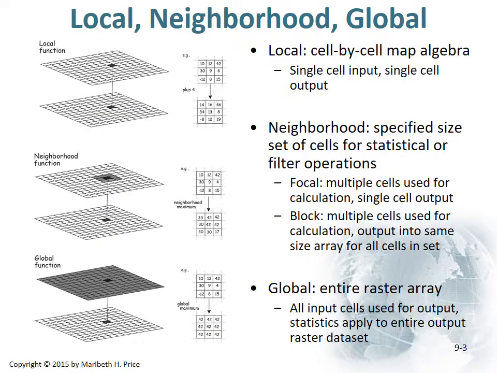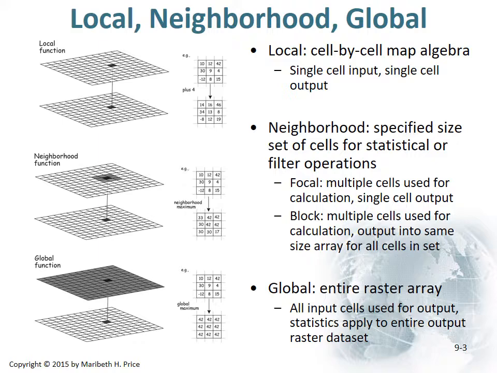So now it's time to make raster analysis just a little bit more complicated by examining different scales of raster analysis: local, neighborhood, and global. The local scale is what you've already experienced in lecture. We've covered it quite a bit. It's cell by cell map algebra with a single cell input and a single cell output.